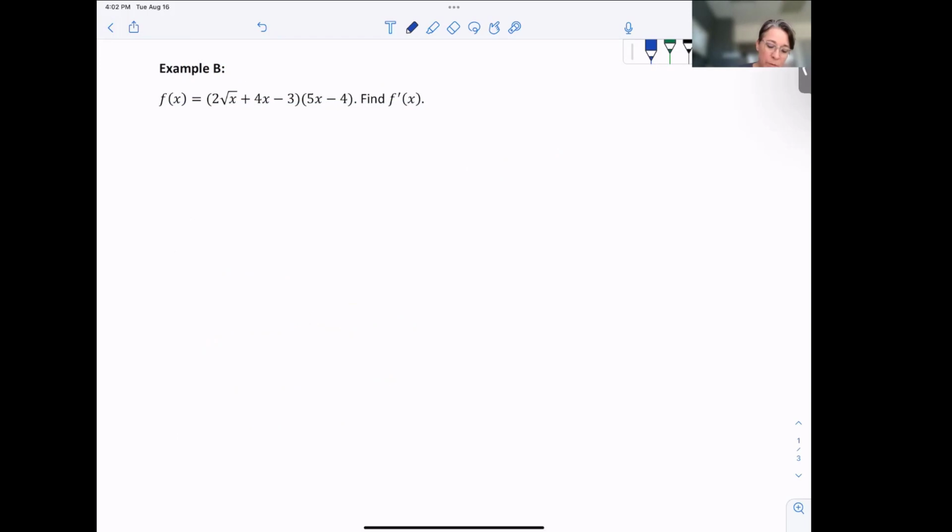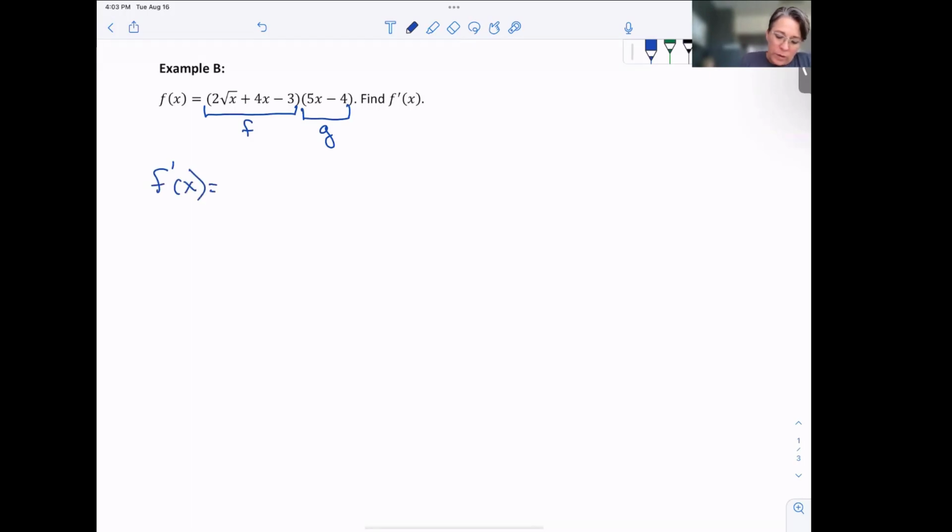Here's a second example. f of x equals, in parentheses, 2 square root of x plus 4x minus 3. So we can consider that our first function, times the binomial 5x minus 4. Consider that our second function. And we want to be able to find the first derivative.